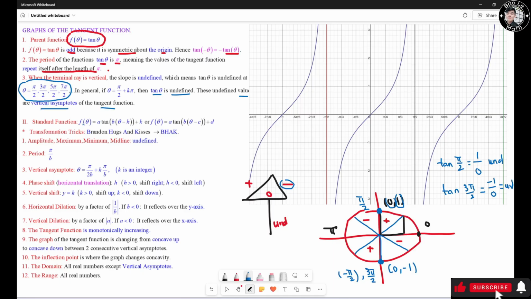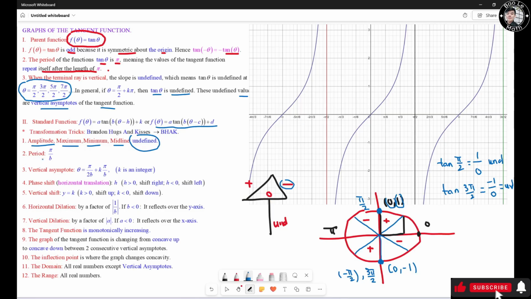Now we have the standard form of the tangent function. It's going to be f of theta equals a times tangent of b times (theta minus h) plus k, or sometimes you see this form. In the tangent function, amplitude, maximum, minimum, and midline are undefined. So keep that in mind. Because the tangent function keeps going up and going down, there is no maximum, no minimum. Therefore, there is no amplitude, and there is no midline.